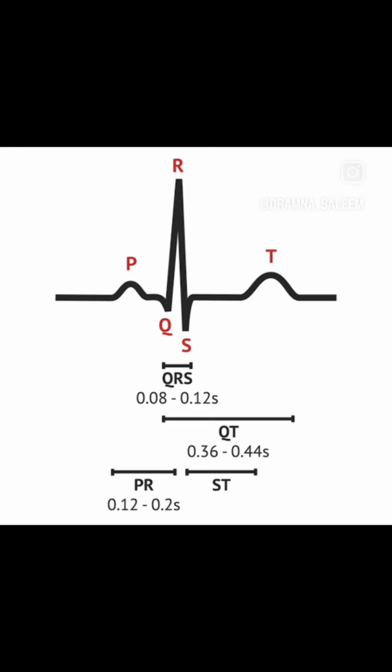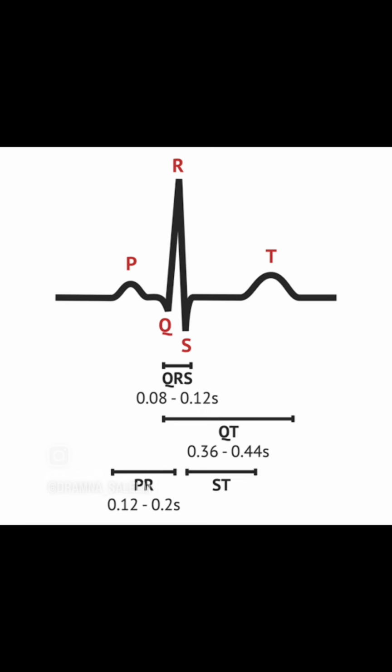Following the QRS complex is the ST segment. In a normal ECG, the ST segment should be flat and lie on the baseline. Elevation or depression can indicate important pathology. Next comes the T wave. The T wave represents ventricular repolarization, which is the recovery phase of the ventricles as they prepare for the next heartbeat. And then finally, we look at the QT interval, which represents the total time taken for ventricular depolarization and repolarization.